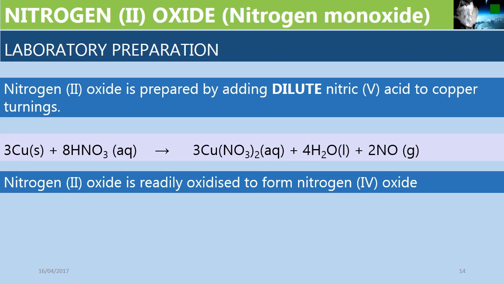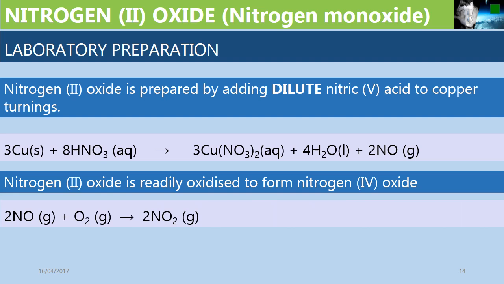Nitrogen 2 oxide that is produced is readily oxidized to form nitrogen 4 oxide, and in the apparatus, brown fumes are usually seen in the beginning of the experiment but later fade away because of the exhaustion of air in the apparatus. The oxidation reaction is given here.